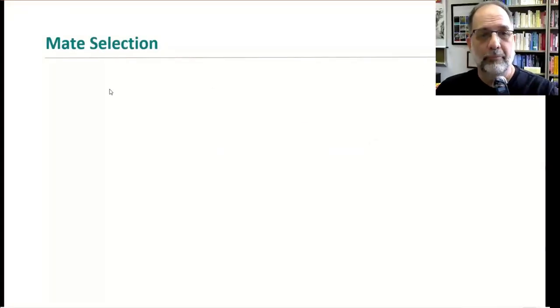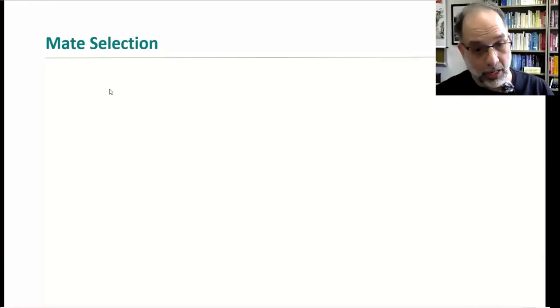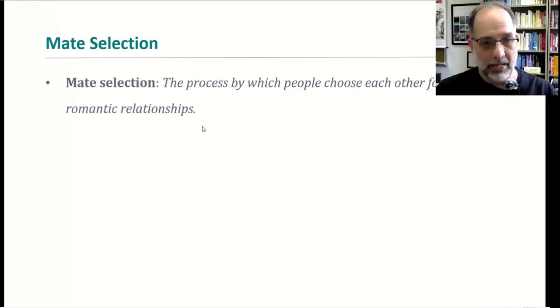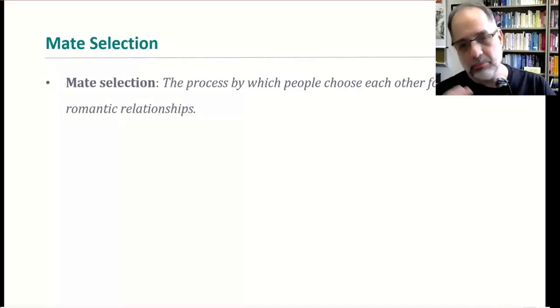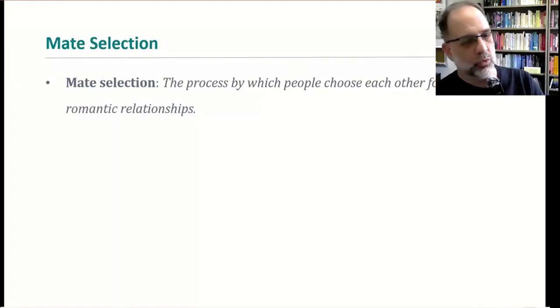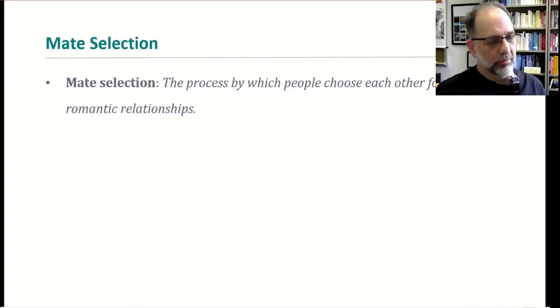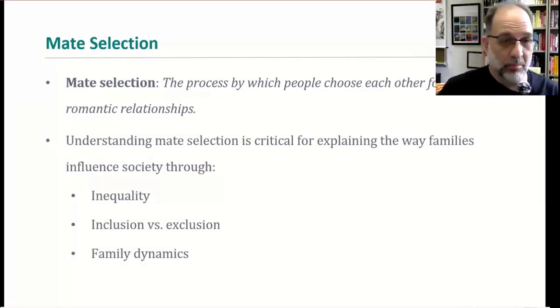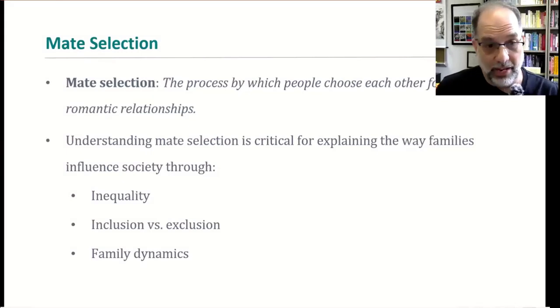We call the process of pairing up into these romantic relationships mate selection. And even if you're not literally mating, we still call it mate selection. That's the process by which people choose each other for sexual or romantic relationships. How, among all the people in the world or all the people that meet each other, do relationships come about? A process of mate selection. Understanding this is very important. Mate selection is the building block of families.